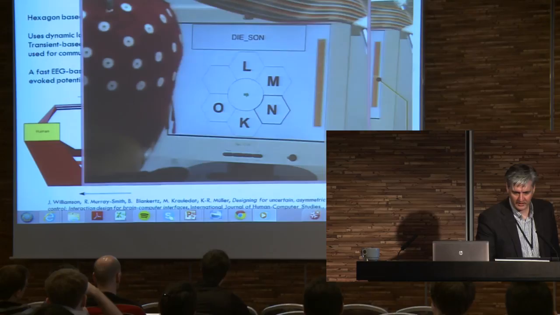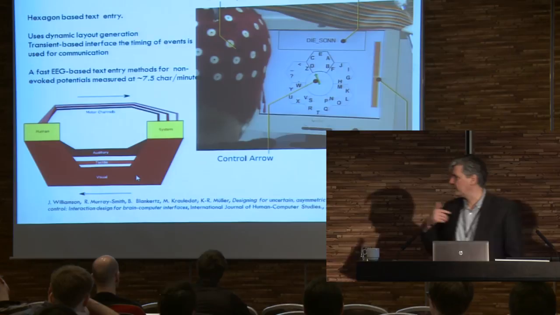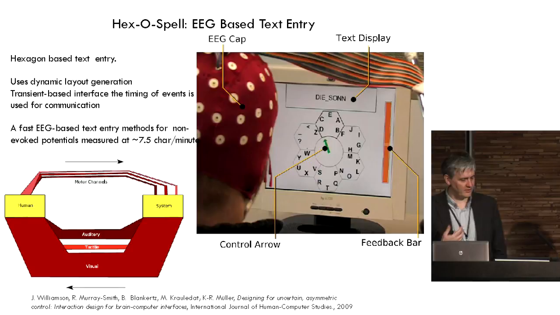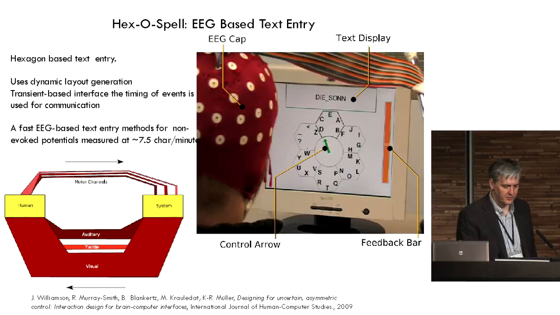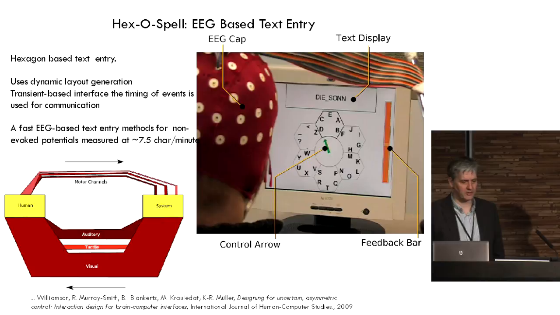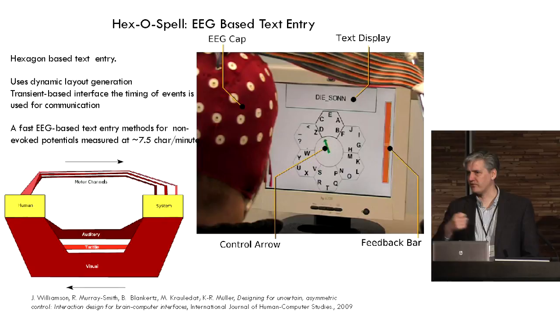And what's also interesting is, for this user, they had high bandwidth feedback, so they could see a rich display. They could also hear and feel, so the number of bits per second you could communicate from the system to the human was high, but from the human to the system was very low, so we were down at about 7.5 characters a minute. So it's interesting to look at how you design for systems which have got asymmetry in the channel capacity.